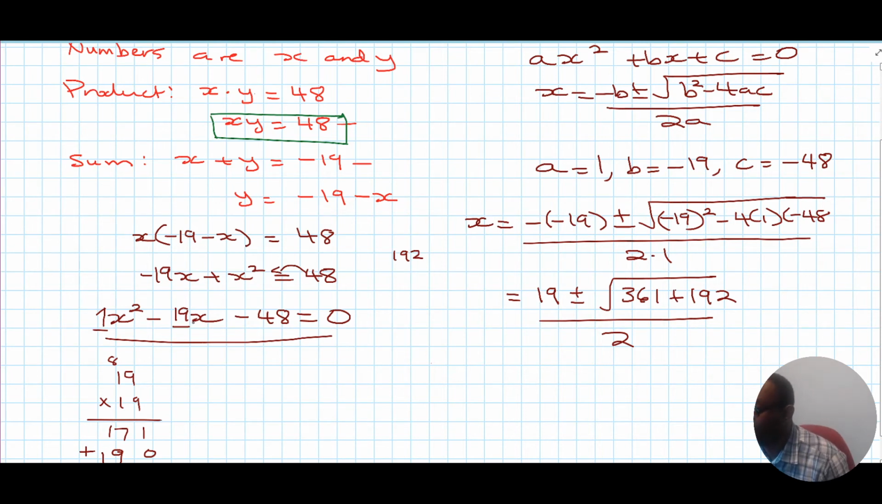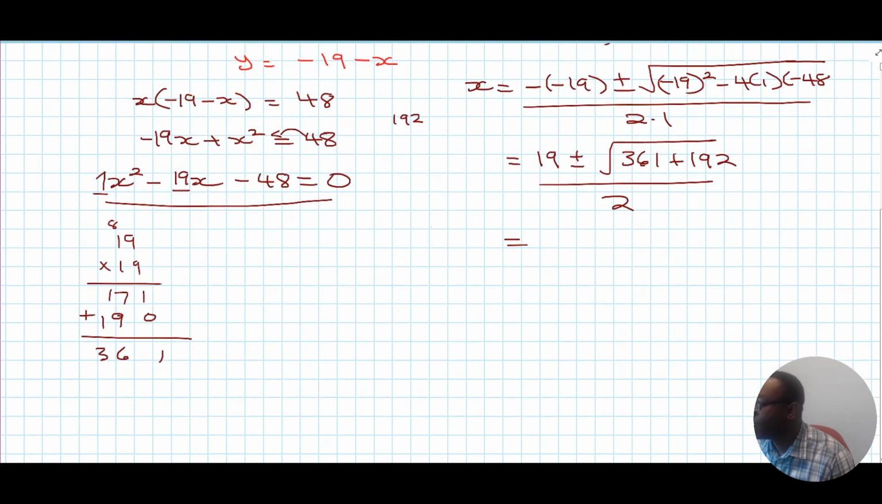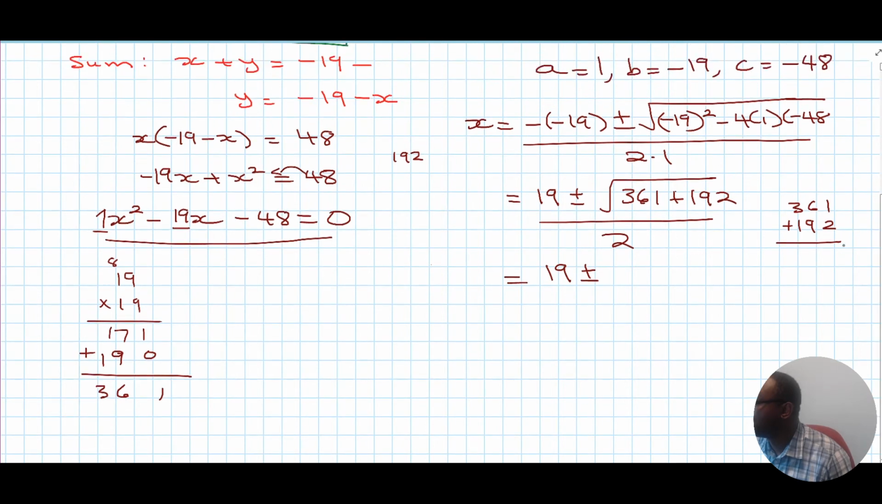Okay, the equation looks funny. So, okay, let's go ahead and continue. So we have 19 plus or minus. Now we have 361 plus 192. So this is going to give us 3, 6 plus 9, 15, and 3 plus 1, 4, plus 1, 5. All right.